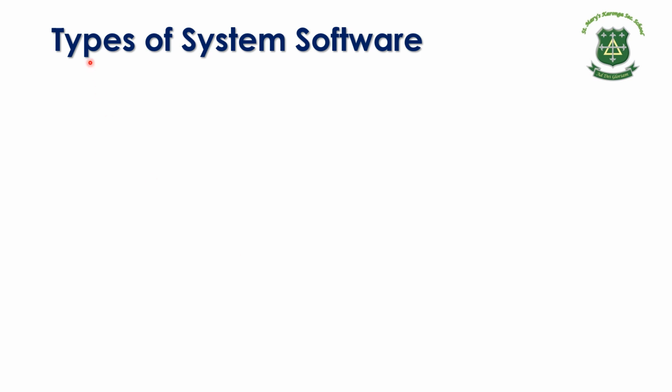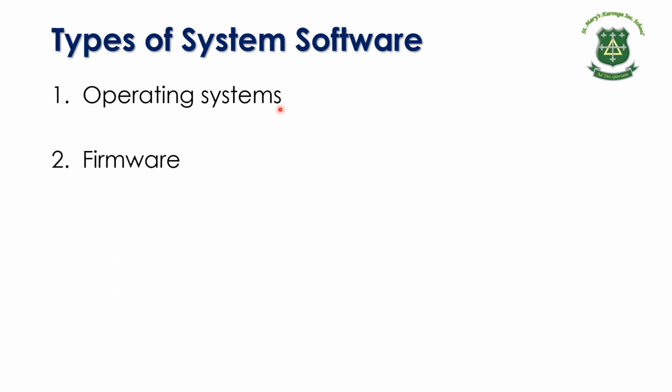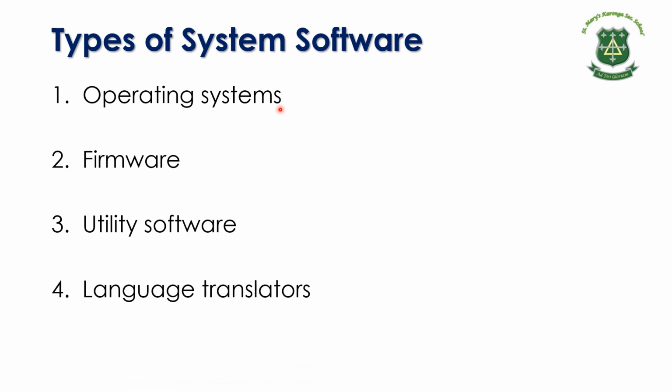Having looked at the functions of the system software, it is important, therefore, also to know what the types of this system software are. Number one, we have the operating systems. Then we have the firmware. Then we have the utility software. Then we have the language translators. So we need to know what these types are. We are talking of the system software.